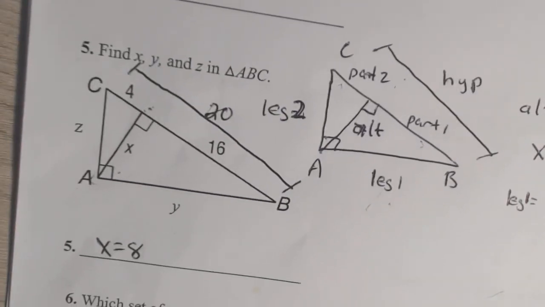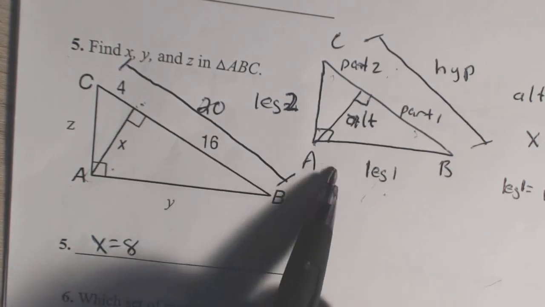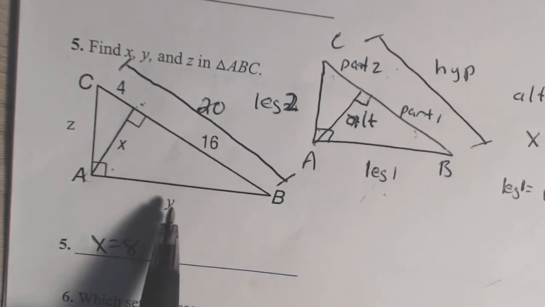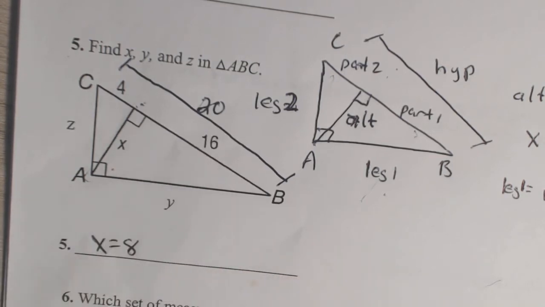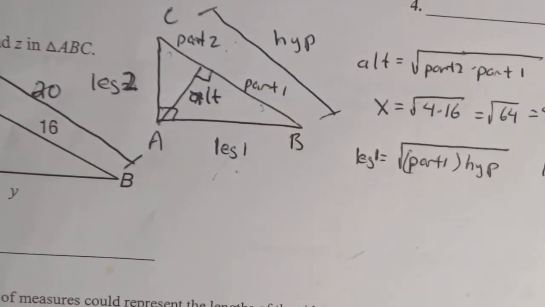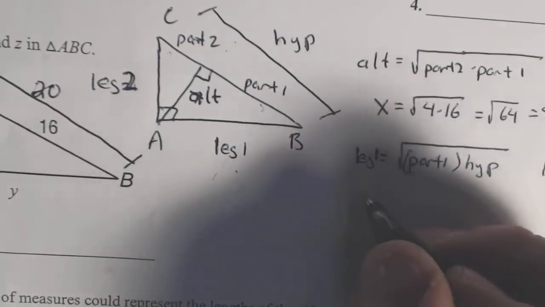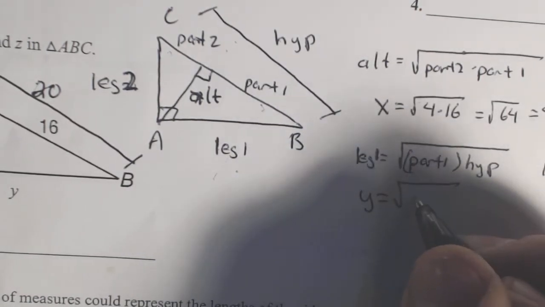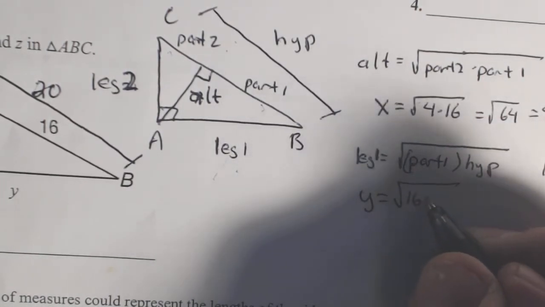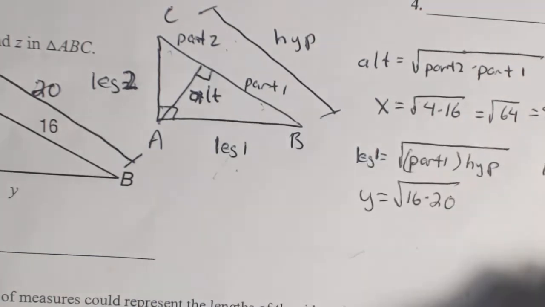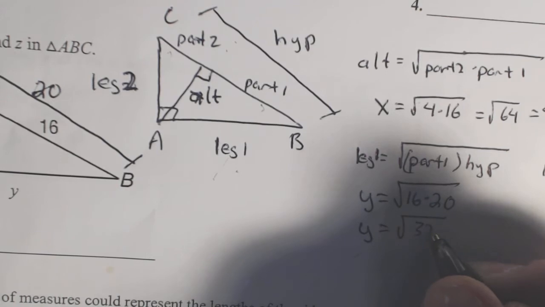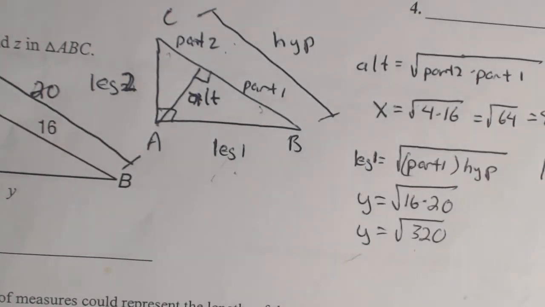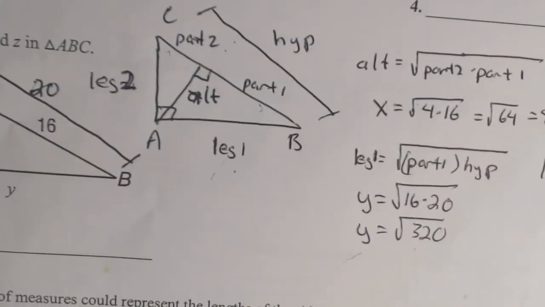Over in our picture, y is a leg. It's this leg 1. It's the geometric mean between the part of the hypotenuse next to it, 16, and the whole hypotenuse, which is 20. So that would mean that y is the square root of 16 times 20, which means it's the square root of 320. And we'll just grab a calculator and get that answer.